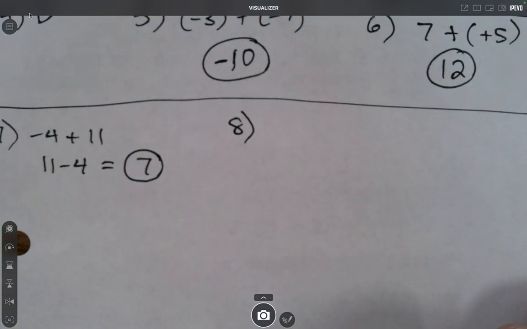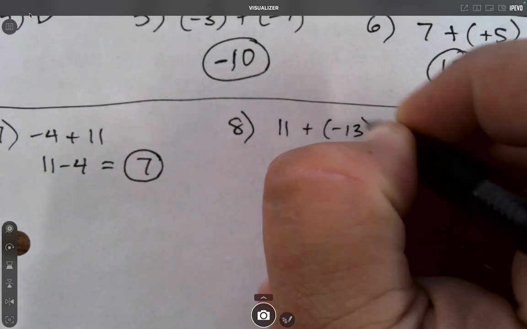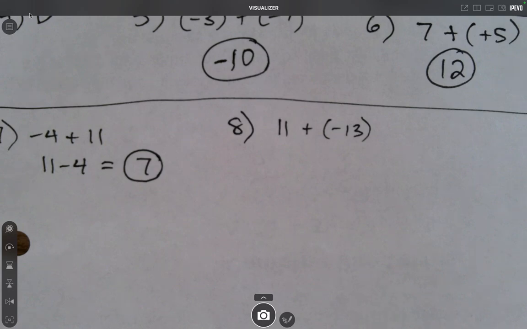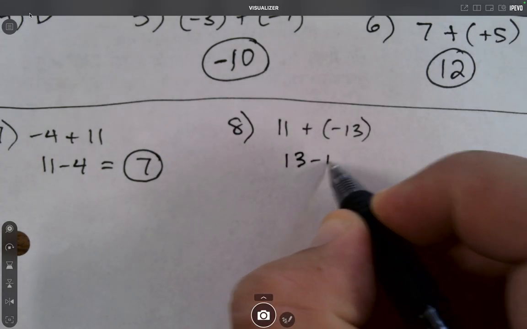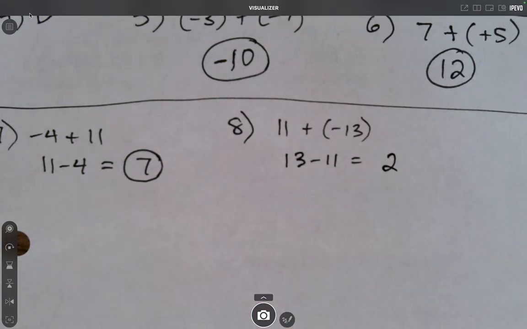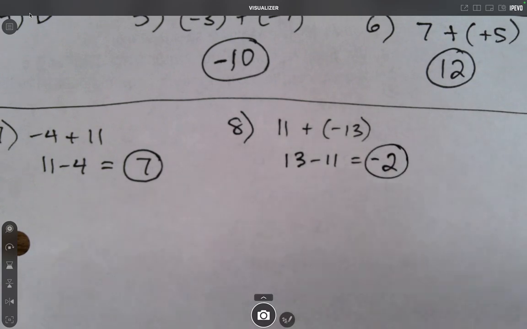Number 8, 11 plus negative 13. So it's the same rule that we just used on number 7, because we are adding and we're adding different signs. So the rule then is to subtract the two numbers, and we keep the sign of the bigger number. Well, 13 is bigger, and it's negative, so we make the answer -2.